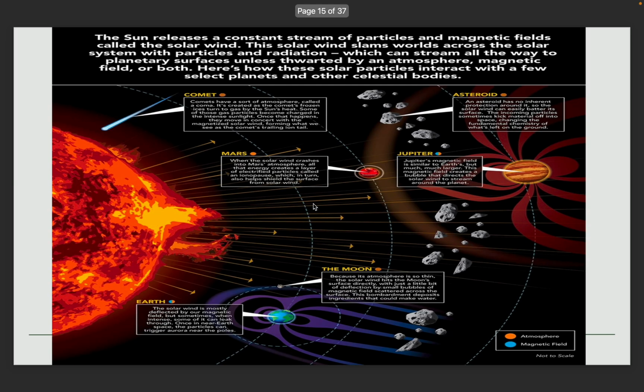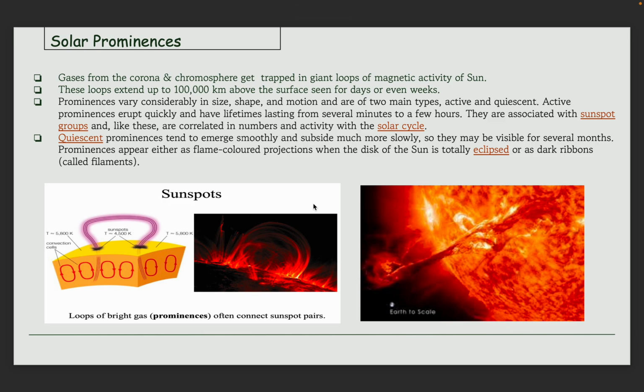So that was the solar wind. And what are solar prominences? We learnt about these terms very much. The solar prominences are gases from the corona and the chromosphere that get trapped in a giant loop of the magnetic activity of the Sun. This loop is above 100,000 kilometers above the surface, seen for days or even weeks.